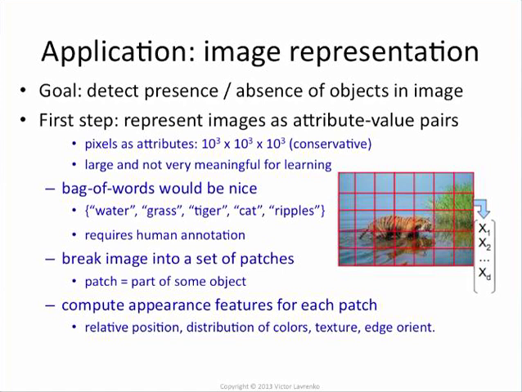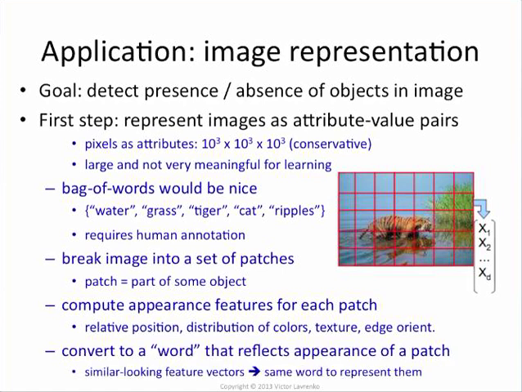What you want to do is a bag of these vectors. That's what you really want to do. So ideally, you want to somehow take this vector of attributes and represent it as a term or as a word, right? So ideally, you would want to say, okay, this set of features represents grass, and then you have a bag of labels like that. Except you can't have labels like that. You need humans to generate labels like that.